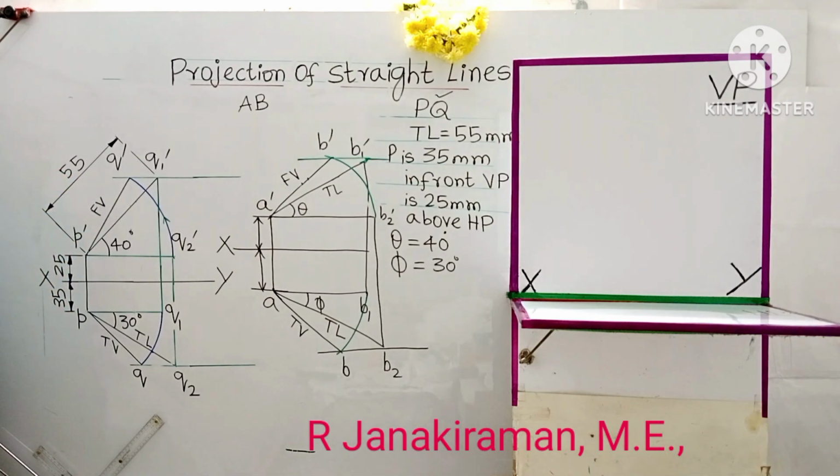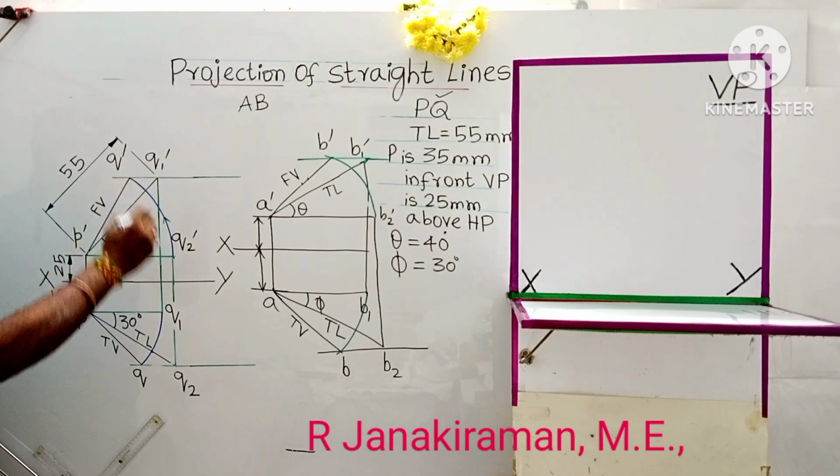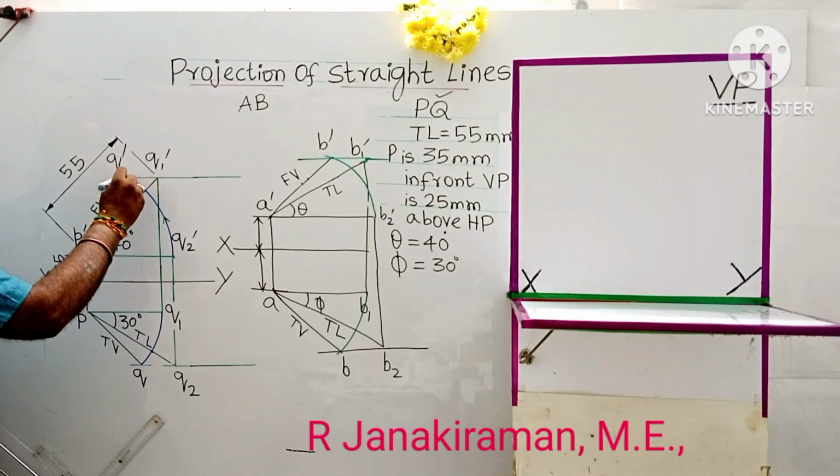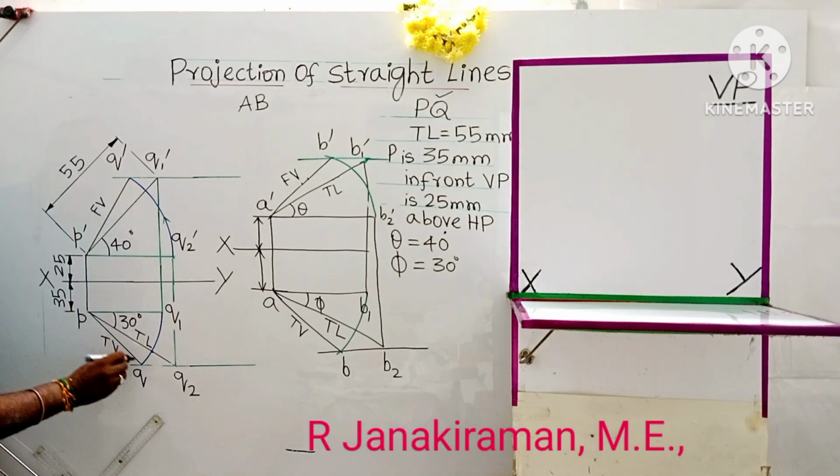Yeah, it's completed. Draw its projections: the final front view is P dash Q dash, the front view. PQ is the final top view obtained.